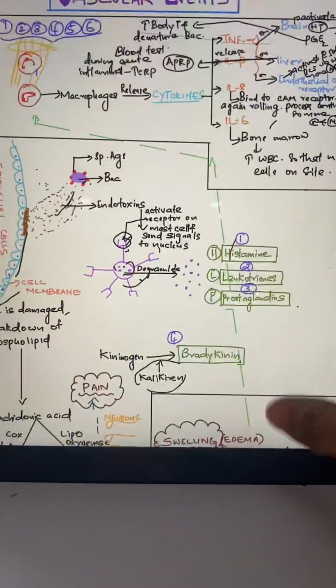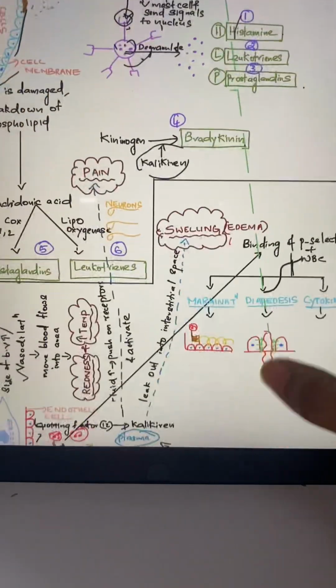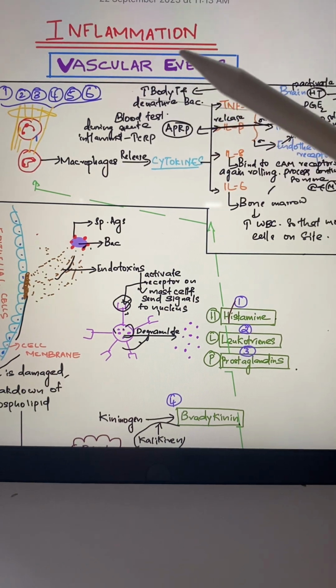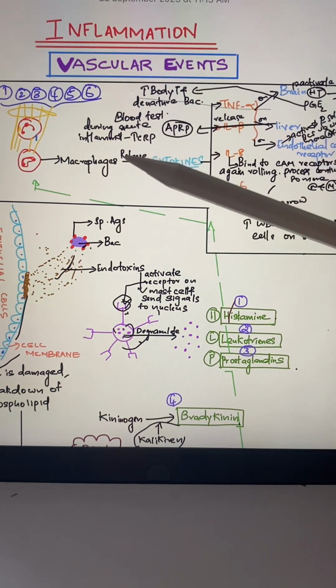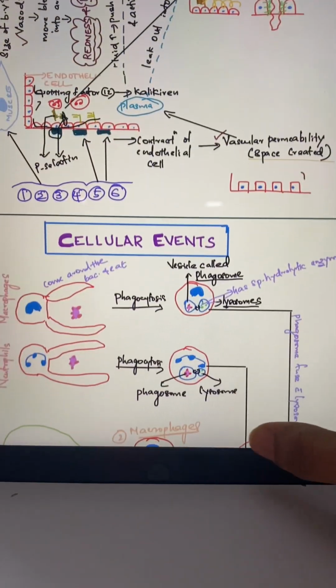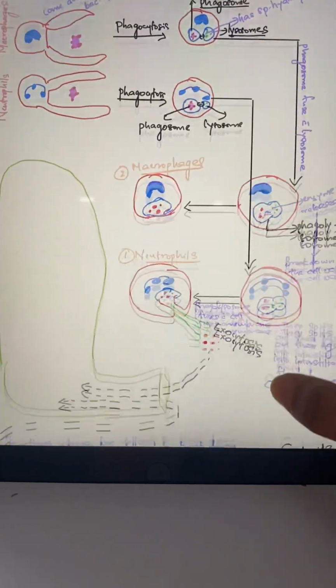In the last class I discussed the vascular events, and I told how the neutrophils and the macrophages enter into the interstitial fluid and the chemicals released by them. And now we will discuss the cellular events.